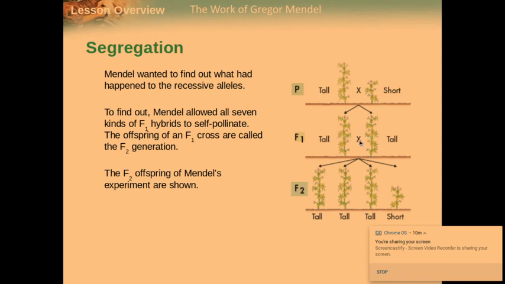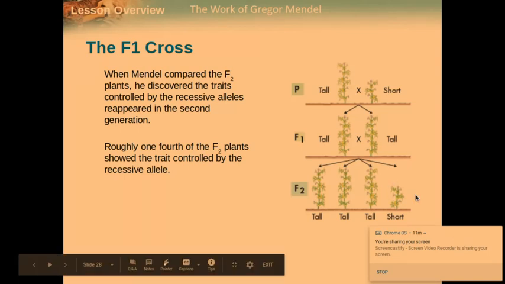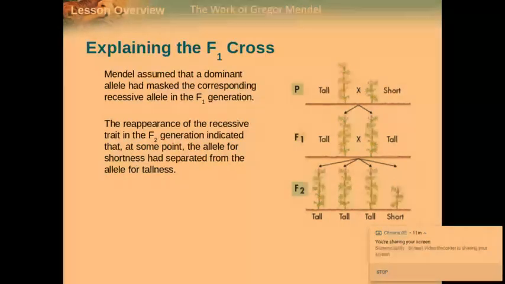Then he took these plants and crossed them, and his results were down here. He got 3 tall and then 1 short, which meant that the short allele that came from the parent at the top in the parental generation did in fact make it through and ended up being shown down here. When Mendel compared the F2 plants, he discovered the traits controlled by recessive alleles reappeared in the second generation. So that's this one down here. Roughly 1/4 of the F2 plants showed the trait controlled by the recessive allele. Mendel assumed that a dominant allele had masked the corresponding recessive allele in the F1 generation. The reappearance of the recessive trait in the F2 generation indicated that at some point the allele for shortness had separated from the allele for tallness. And we'll get into a little bit of that later.